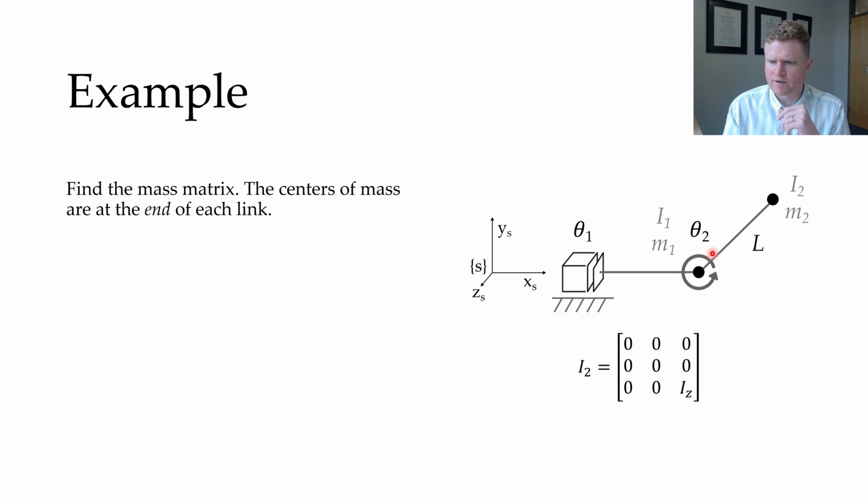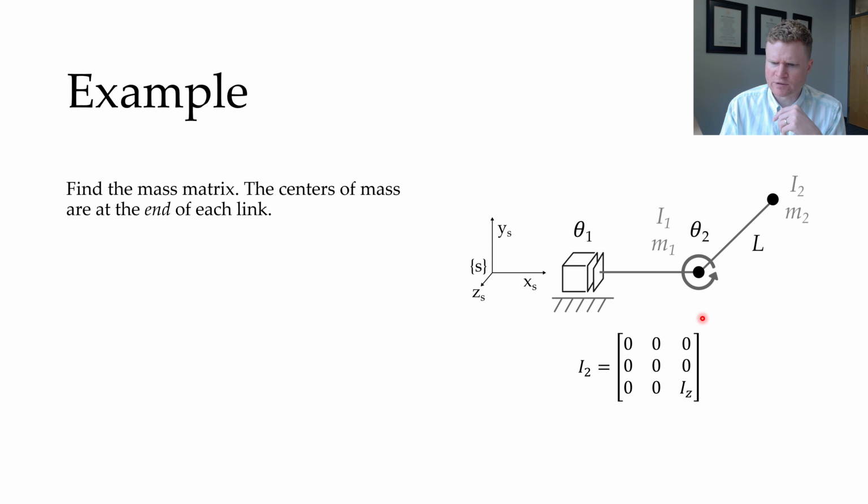And then I've got these 2 different links. Previously we just had things like theta 1, theta 2, and the link length L. Now I've got these other things, I and M. Those are the inertia matrix and the mass of each of these different links. In the problem, I say that the centers of mass are at the ends of each link. So my first center of mass will be right here at the base of my second joint, and my second center of mass will be right here at the end effector.